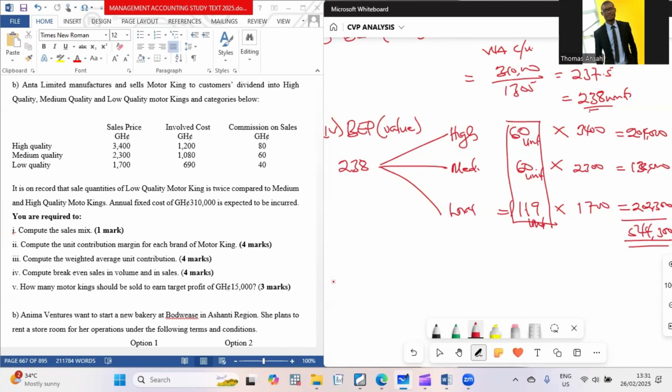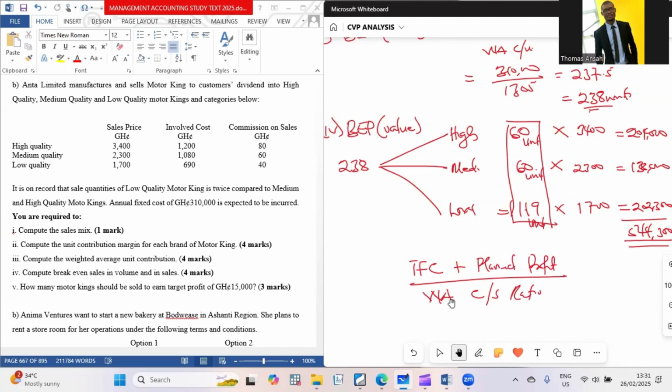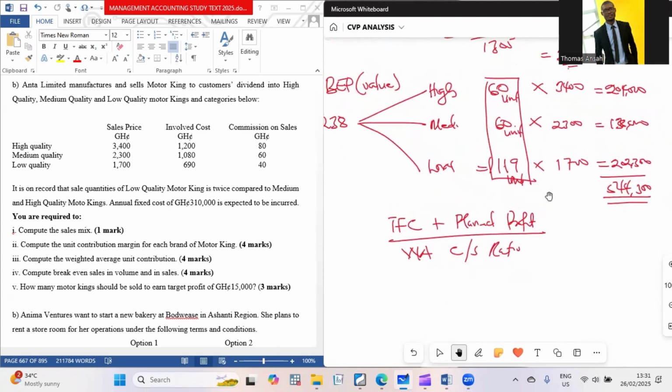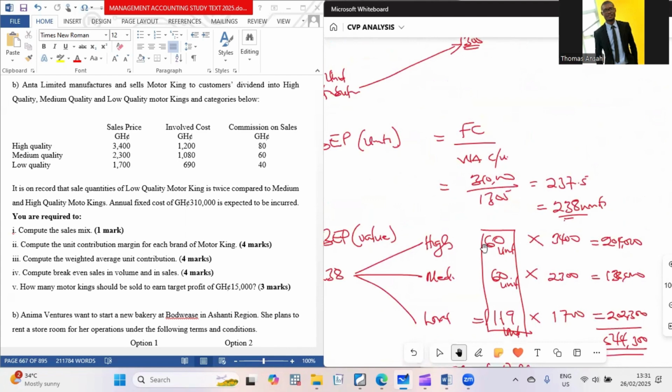All right. So the last one, it says that there is a targeted, planned profit. Okay. So we are supposed to find how much, and you remember the formula. That will be total fixed cost plus that target or planned profit, all divided by the weighted average contribution sales ratio. All right. And you have done this one already. This is it, weighted average.